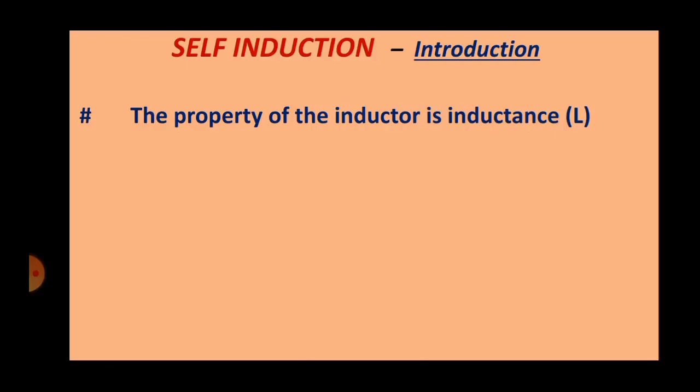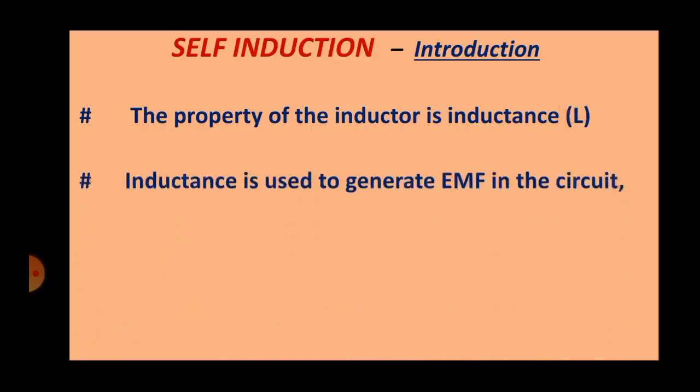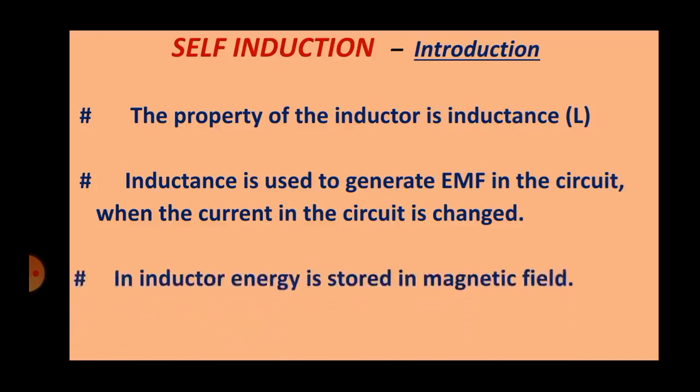It is denoted by capital L. This inductance is used to generate EMF in the circuit when the current in the coil changes slightly. In an inductor, energy is stored in the magnetic field. Some examples are coil, solenoid and toroid.